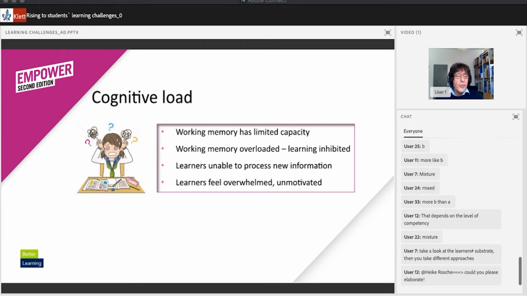Just to summarize what research says about this then, is that our working memory, our short-term memory, has limited capacity. If our working memory is overloaded, learning is inhibited, and learners are unable to process new information, and they, as a result, feel overwhelmed and unmotivated.